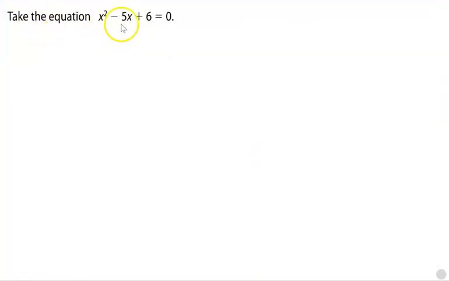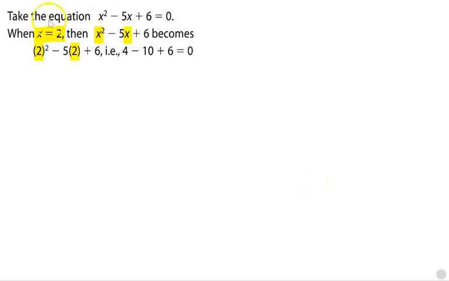Take the equation x squared minus 5x plus 6 is equal to 0. When x is equal to 2, x squared minus 5x plus 6 becomes 2 squared minus 5 times 2 plus 6. So we sub in 2 in place of both x's with brackets, which gives us 4 minus 10 plus 6, which gives us 0.